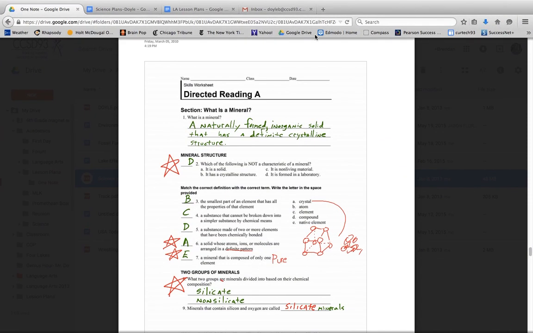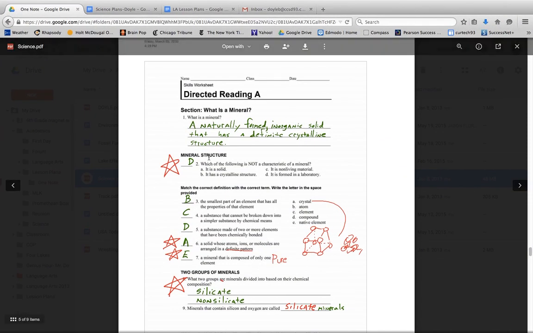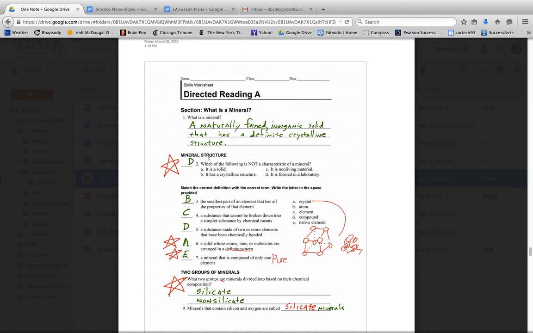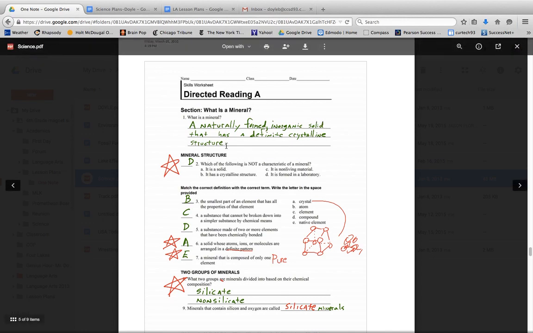Okay, let's take a look at the directed reading A for Chapter 1, Section 1 on minerals. What is a mineral? Remember, as you go through, you can write in notes. You should be correcting every problem, whether it's right or wrong, putting a mark on every problem, different color. And if there's things that I say that you want to write in as notes, that's a good idea too. So number one, what is a mineral? It's a naturally formed inorganic solid that has a definite crystalline structure.